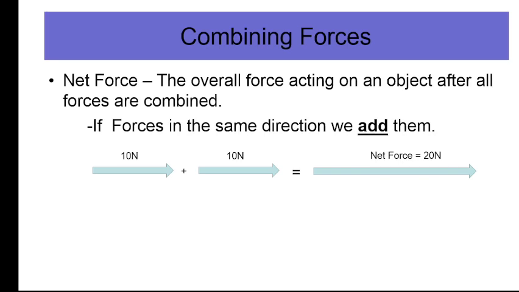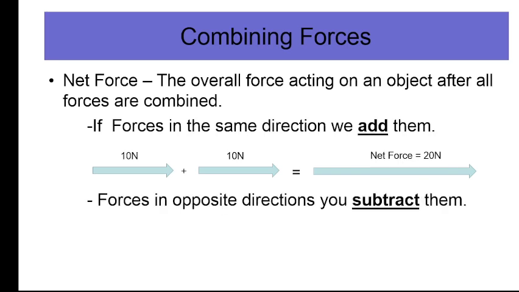If forces are in the same direction, then we have to add them. In the figure, we can see a 10 Newton force applied in the rightward direction, and another 10 Newton force applied in the rightward direction. In that case, we have to add them as both forces are applied in the same direction. So our net force will be 10 plus 10 equals 20 Newton. And in what direction will it act? As both forces are acting in the rightward direction, the resultant net force will also act in the rightward direction.